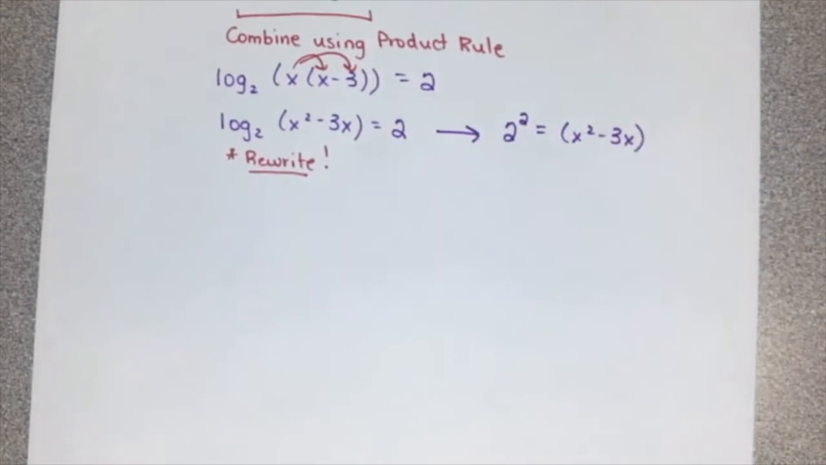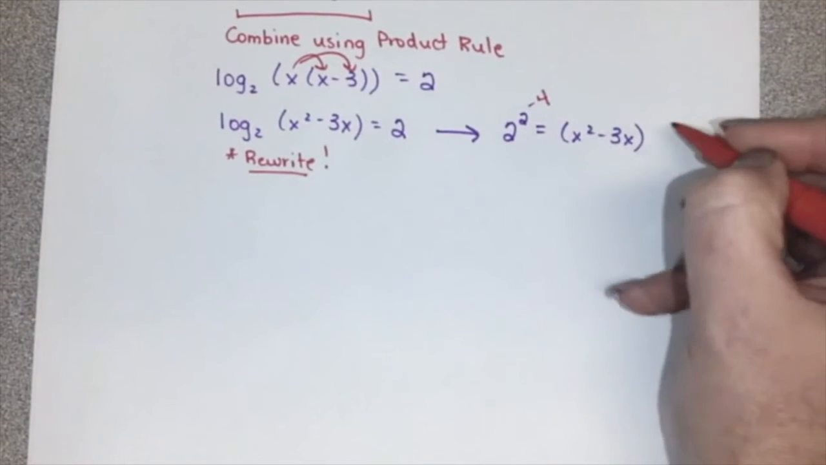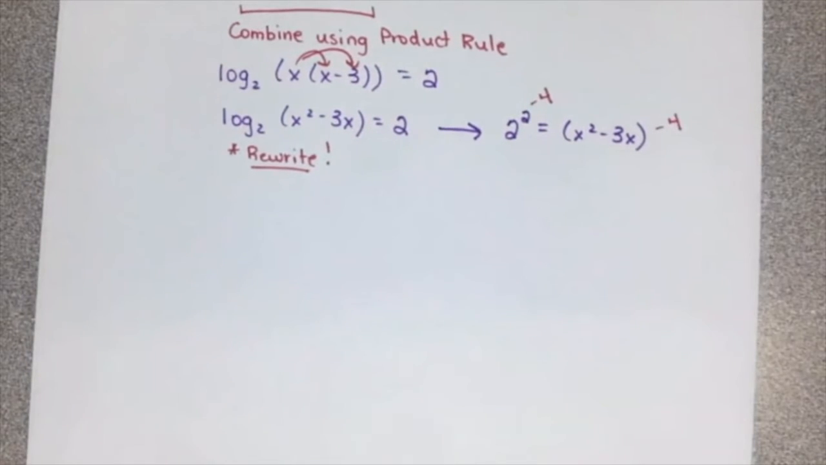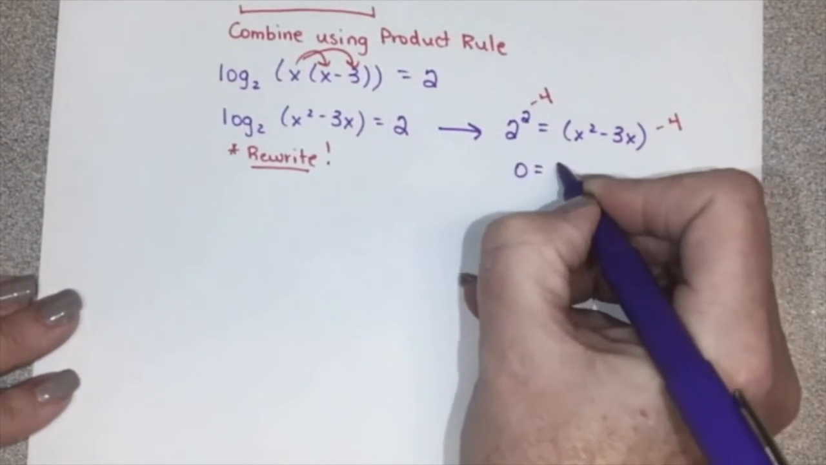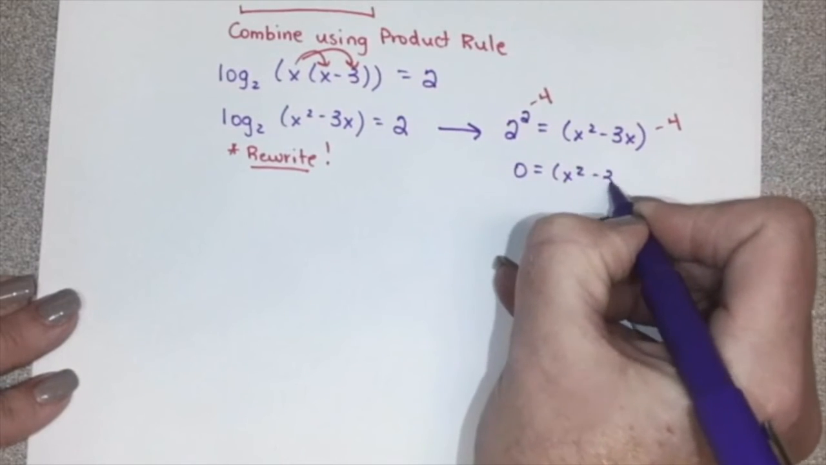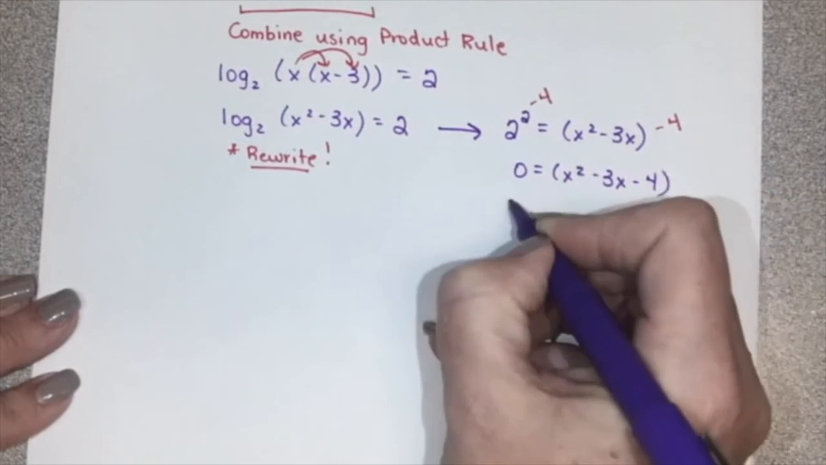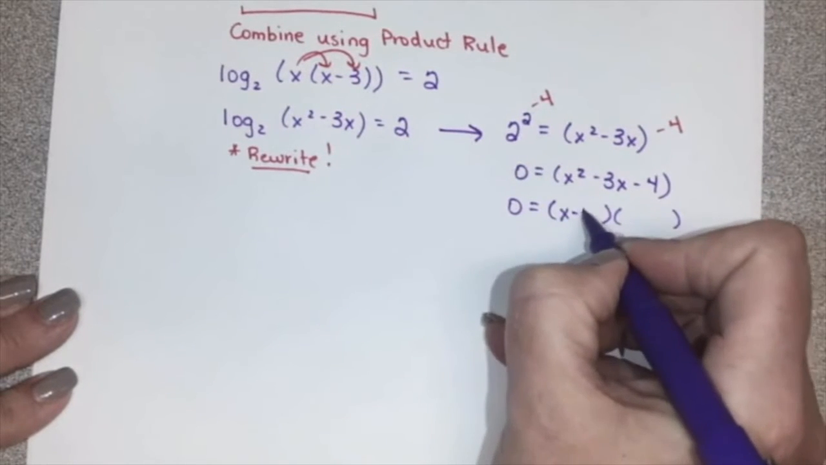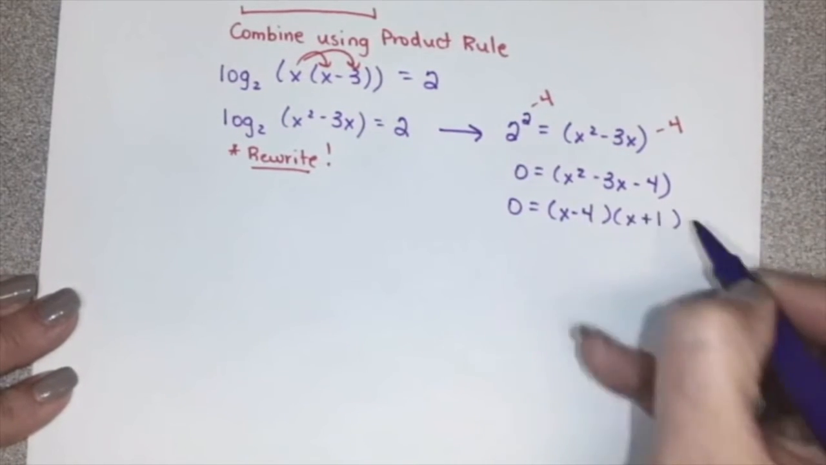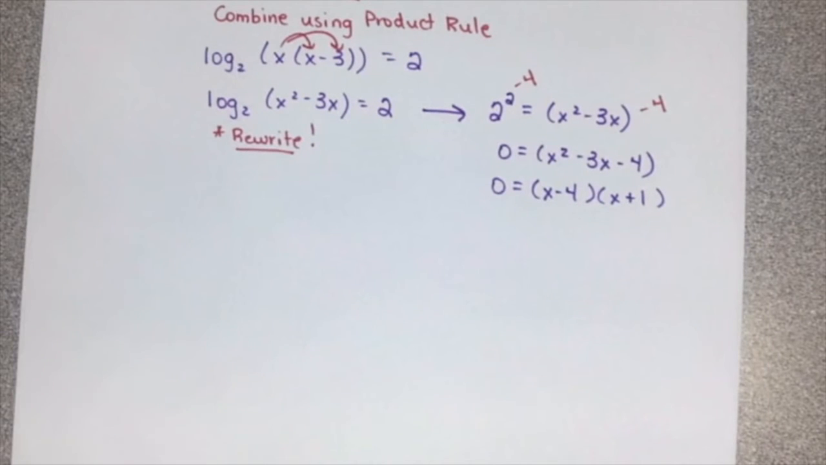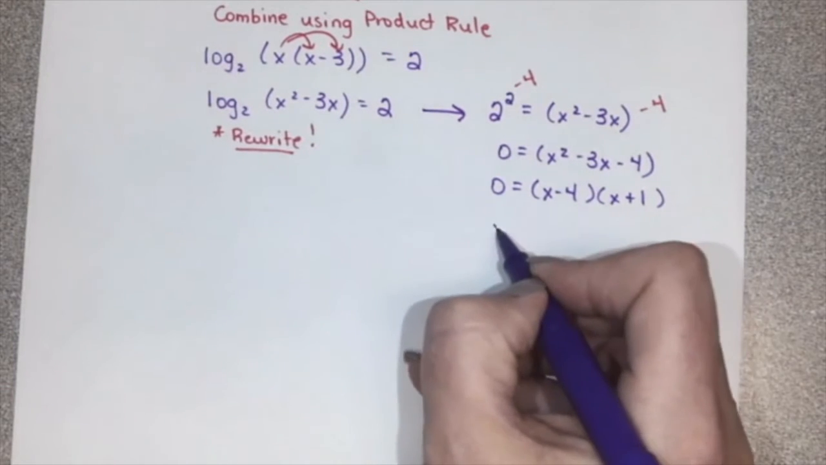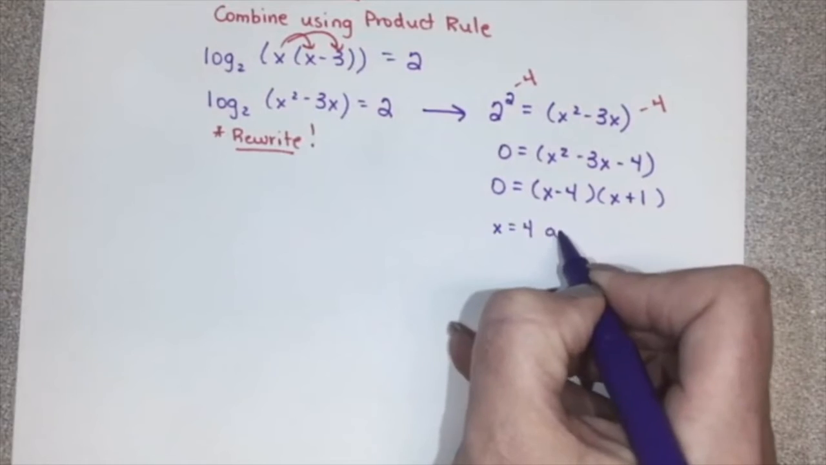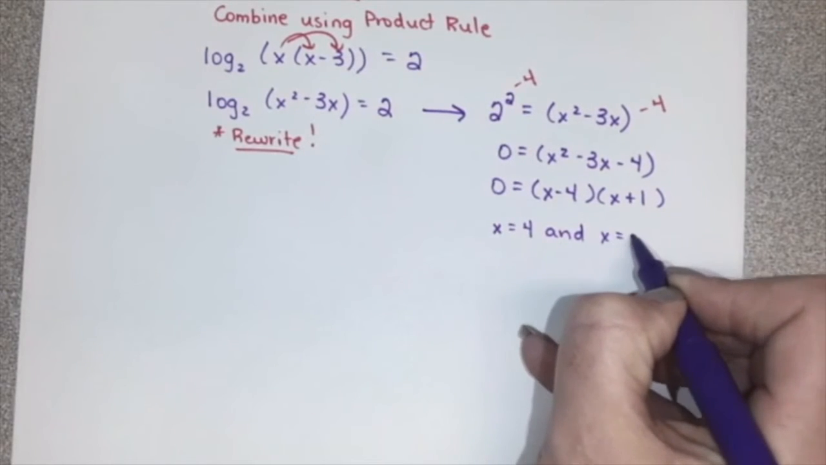So notice now this becomes something I can move over, right? 2 squared is 4. So I get 0 equals x squared minus 3x minus 4. And then you can either factor or use the quadratic formula, but we get x minus 4 times x plus 1 if you factor. And so we end up with 2 answers, but remember with these we always want to verify if they're valid or not.